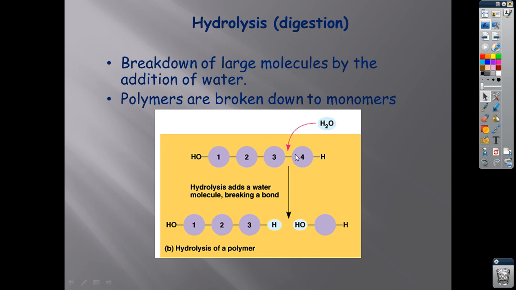Obviously in the H2O, one HO is going to link here, and one H is going to link here. So you end up with basically what you started with before dehydration synthesis. Okay?